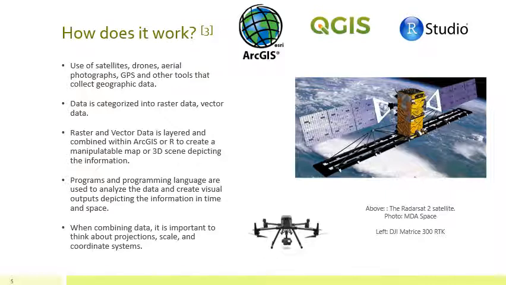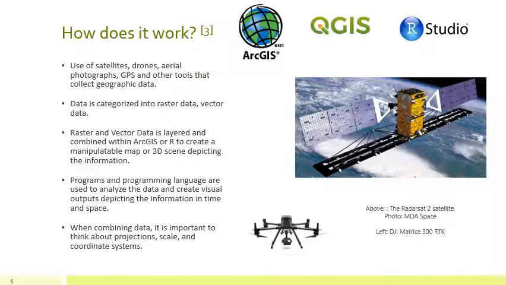So attributes are characteristics and qualities of things and events in the representation of the collected data. So raster and vector data are layered and combined within programs such as ArcGIS or R to create a manipulatable map or a scene that depicts this information.